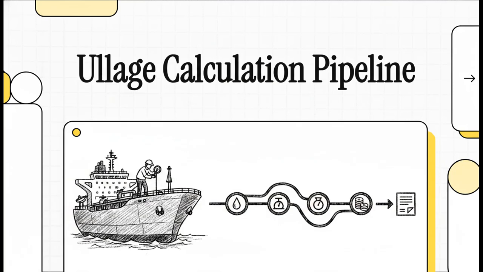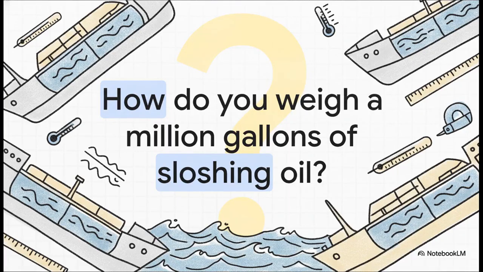Welcome to this explainer. Today, we're looking at something that literally dictates the movement of billions of dollars across the global economy. Yet it happens completely out of sight, quietly out on the decks of massive oil tankers. We're talking about liquid cargo ullage calculations. Now, I know it sounds a bit technical, but the stakes here are absolutely massive. We're going to look at the exact rigorous pipeline used to turn a very simple physical observation into a highly precise commercial weight. Okay, let's dive into this.